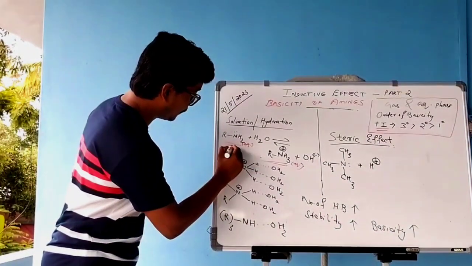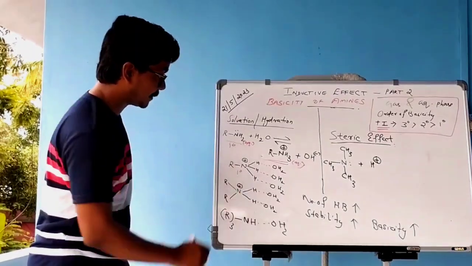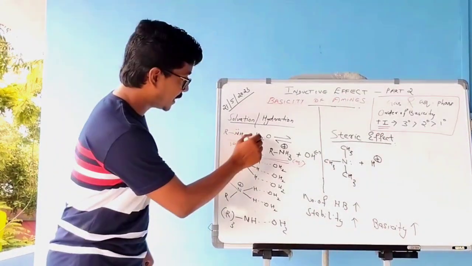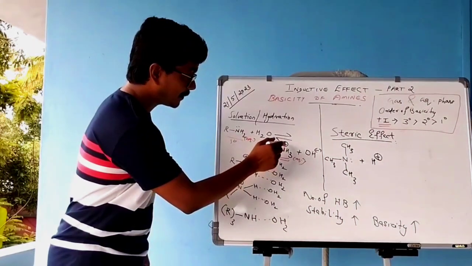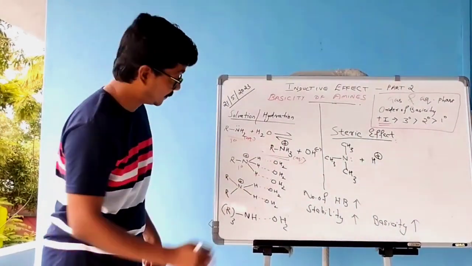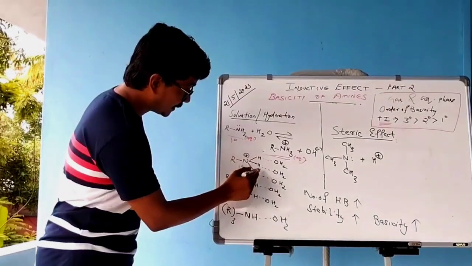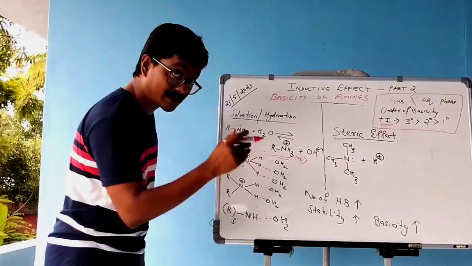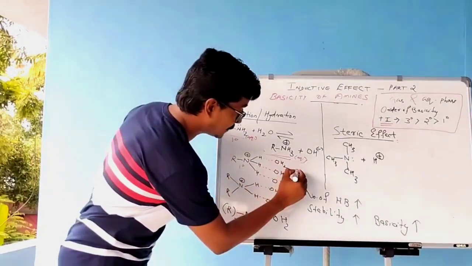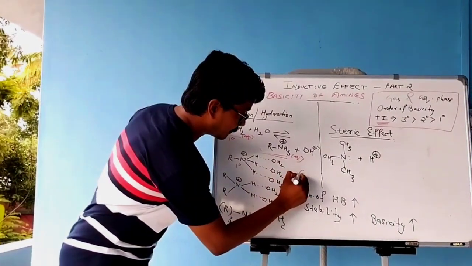This is a primary amine. When a primary amine reacts with the water molecule, it forms a primary alkyl ammonium salt cation. So there are three hydrogen atoms. Three hydrogen atoms are bonded with three water molecules. So the hydrogen bond number is 3.